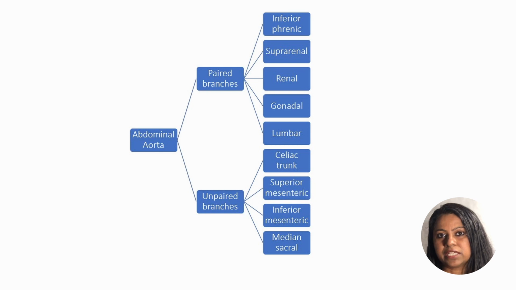The abdominal aorta ends by dividing into 2 common iliac arteries. Each common iliac artery further divides into internal iliac and external iliac. The femoral artery is a continuation of the external iliac artery.